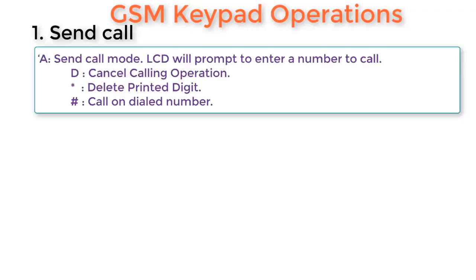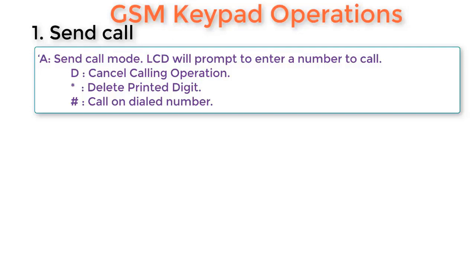Now each and every key has some function. So this is the GSM keypad operation. We'll explain how to send and receive a call. So A is used to send or receive a call, D is used for cancelling, and star is used to delete the printed number, hash is used to call the dialed number.